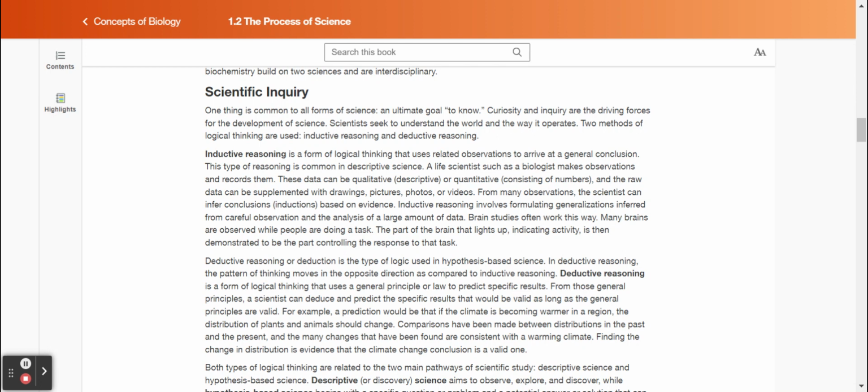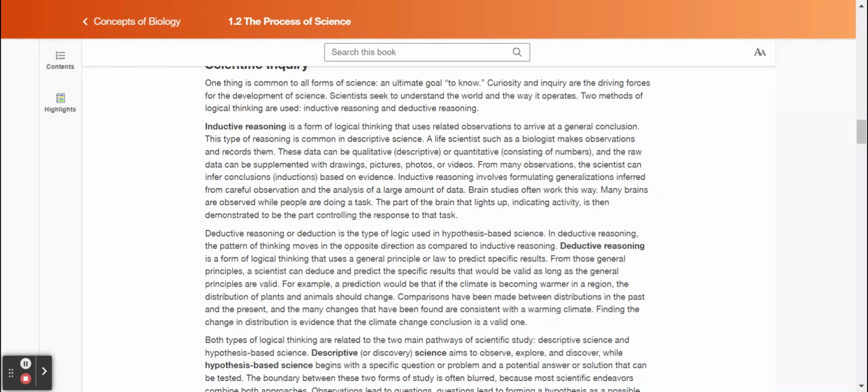Inductive reasoning involves formulating generalizations inferred from careful observation and the analysis of a large amount of data. Brain studies often work this way. Many brains are observed while people are doing a task. The part of the brain that lights up, indicating activity, is then demonstrated to be the part controlling the response to that task.